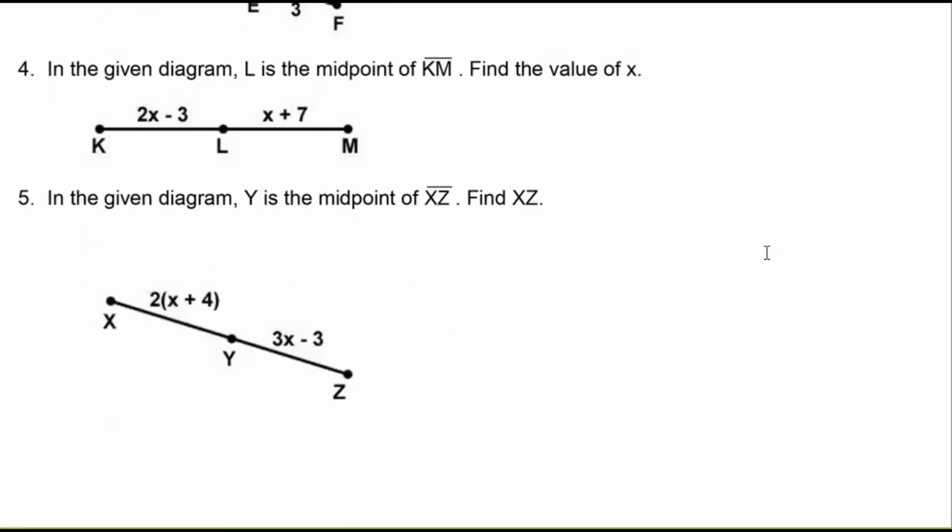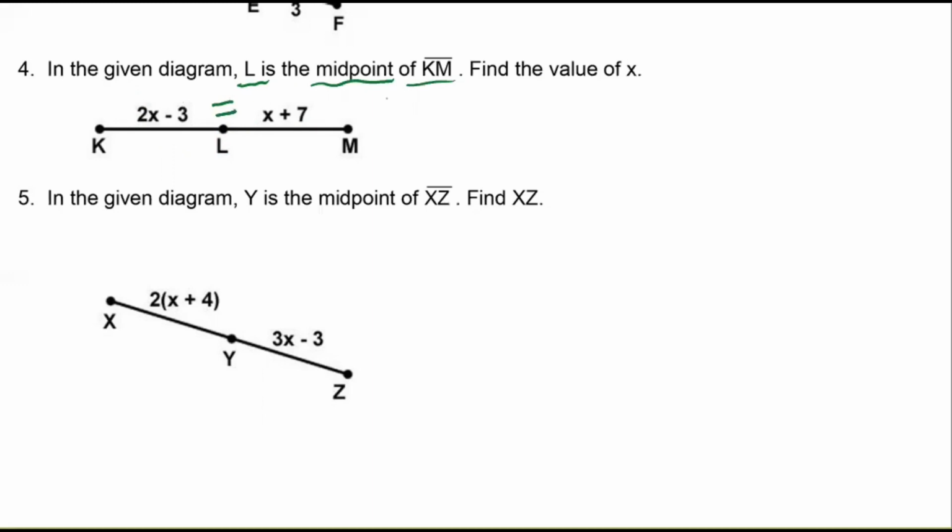All right, so 4. Our clue here is L is the midpoint of KM. So L is my midpoint. What does that mean? That's the middle. So that means that this side is the same as this side. So then, if that side is the same as that side, that means that KL is equal to LM. So then I'm just going to write it down and solve for x.